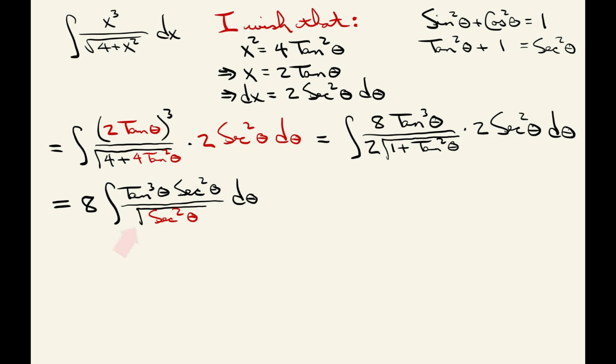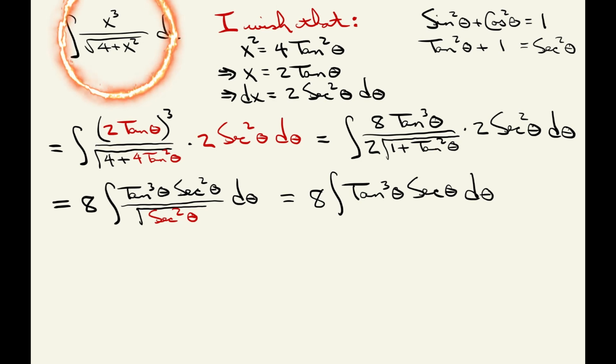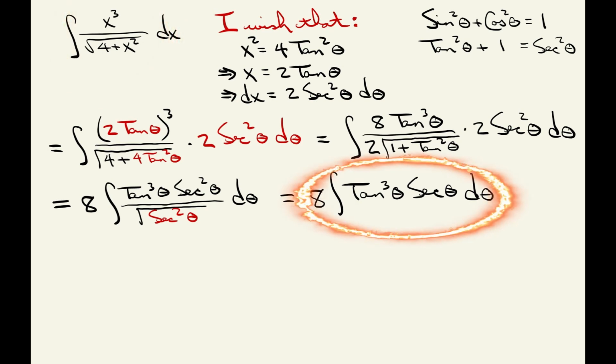Finally, since the square root of the square of secant theta is just secant theta, we can divide the secant squared theta in our numerator by the secant theta in our denominator and write our new integral as 8 times the integral of tan cubed theta secant theta d theta. We have now successfully written our original integral in terms of x as a brand new integral in terms of theta. It is now our task to see if we can find a way to evaluate our new integral.